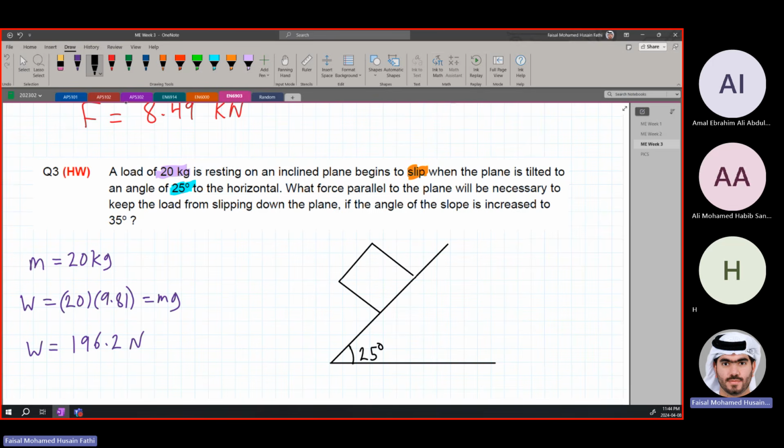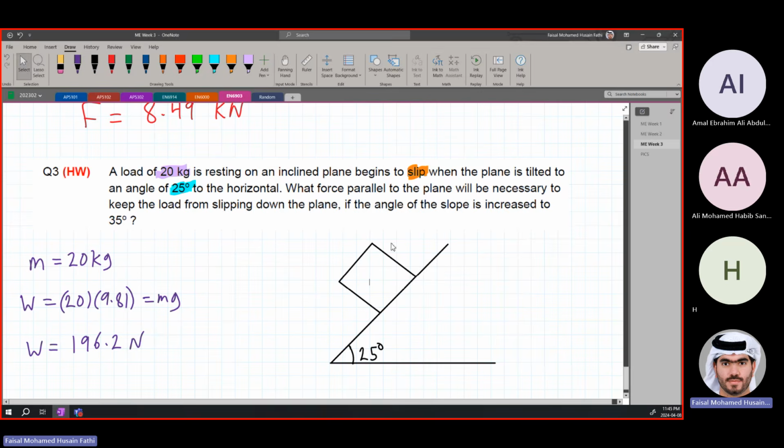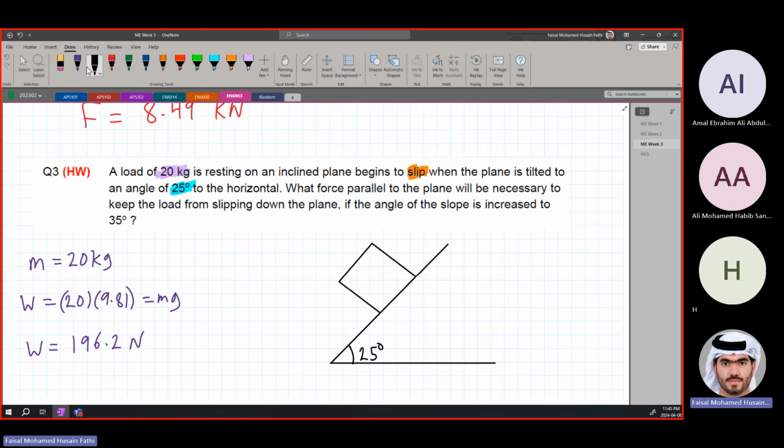But here, if you notice, they did not give us any mu value. We do not have any mu value. So, we're going to start solving now. We need to find the force F that will keep it from slipping down the plane, and just barely keep it from slipping down the plane.